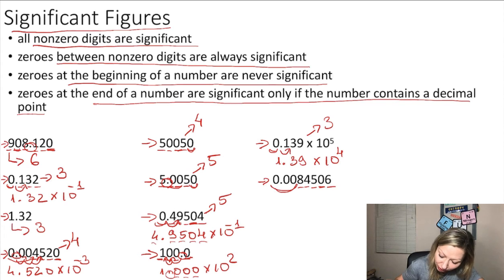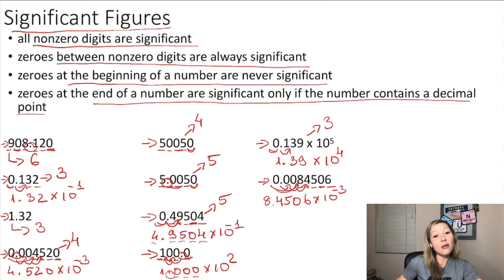So I can actually write this number using scientific notation again as 8.4506. By how many decimal places did I move my decimal point? 1, 2, and 3. So I need to add times 10 to the negative third. How many sig figs do I have? 1, 2, 3, 4, 5. 5 sig figs. I hope this makes sense.